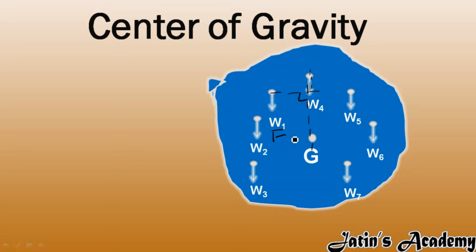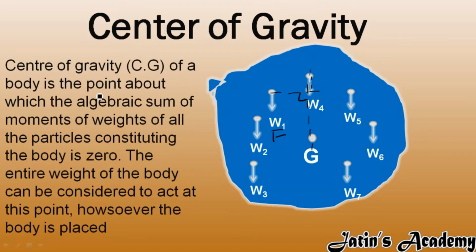So what is center of gravity? From this concept, the center of gravity of a body is a point about which the algebraic sum of moments of the weights of all the particles constituting the body is 0. It means that each and every particle is creating some moment of force, clockwise and anti-clockwise, and the sum of all the moments inside the body, about this point, must be 0.